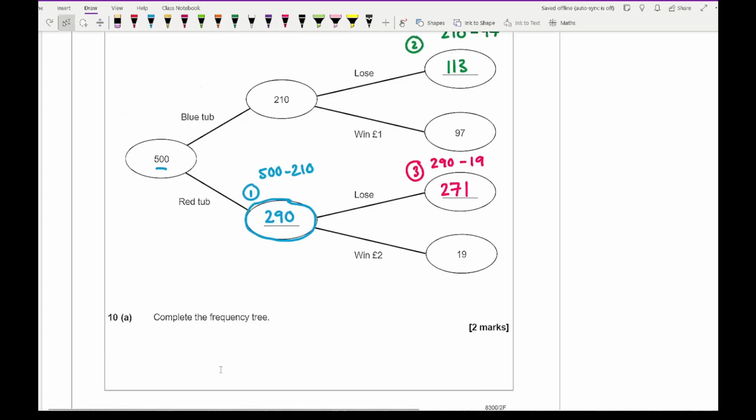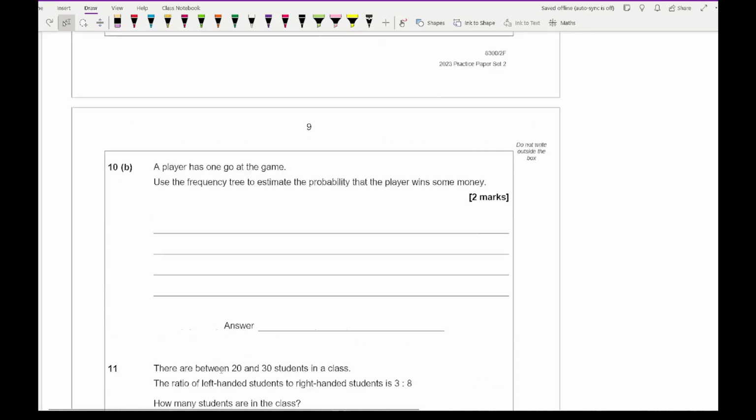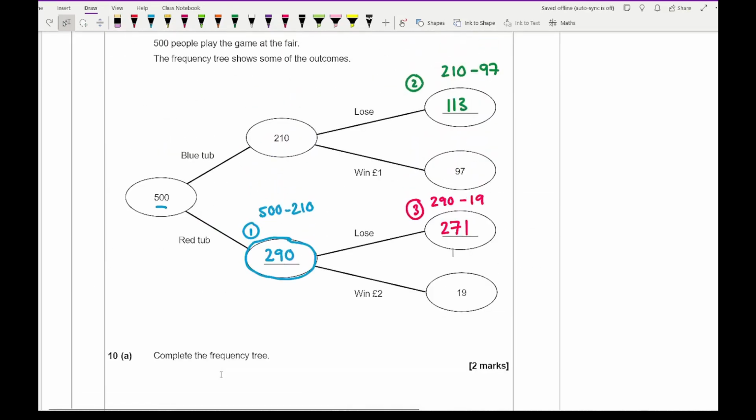And the last one, for this one I need to do 290 minus 19, which gives me an answer of 271. For part B, it then says that a player has 1 go at the game. Use the frequency tree to estimate the probability that the player wins some money. So in order to win some money, you either need to go in that pot or you need to go in this pot.